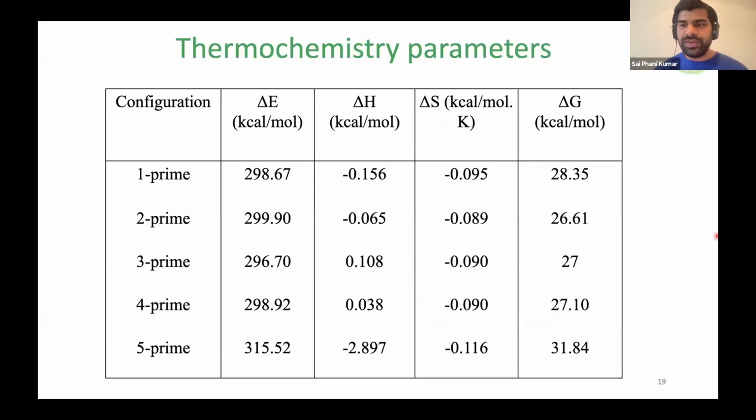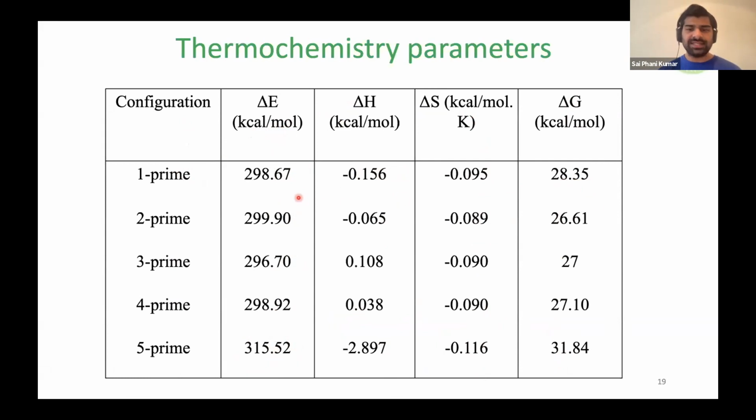We performed thermochemistry calculations for the interaction of these three biomolecules to form a stable compound. These are the changes in electronic energies of these combinations, these are the enthalpy of formation, and these are the entropy of formation of these compounds, followed by the delta G.